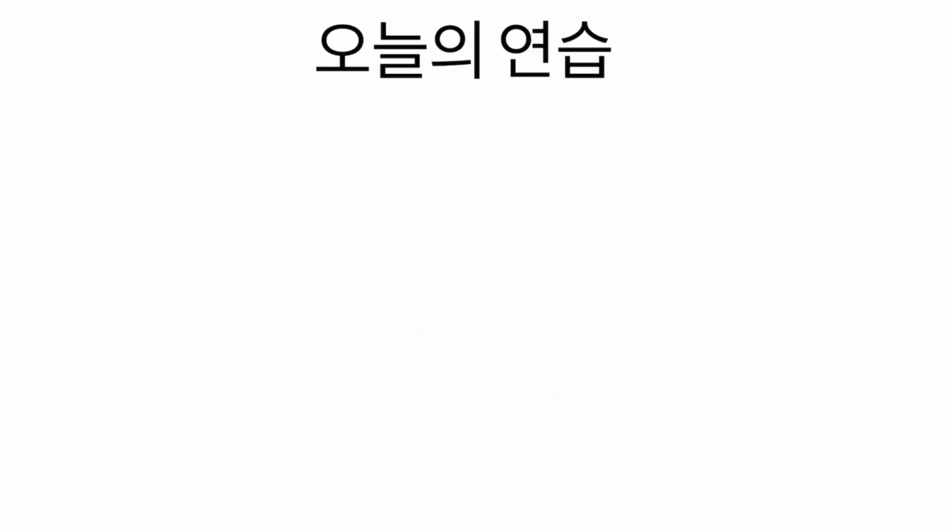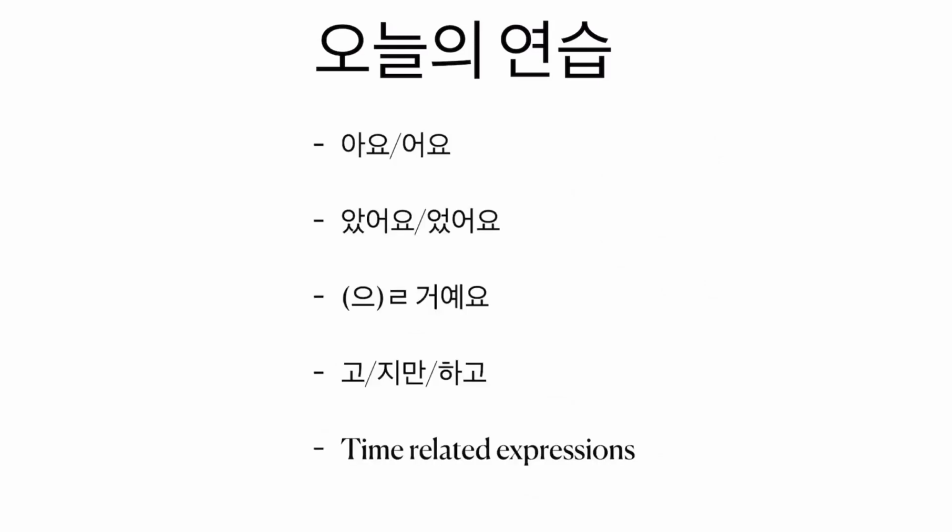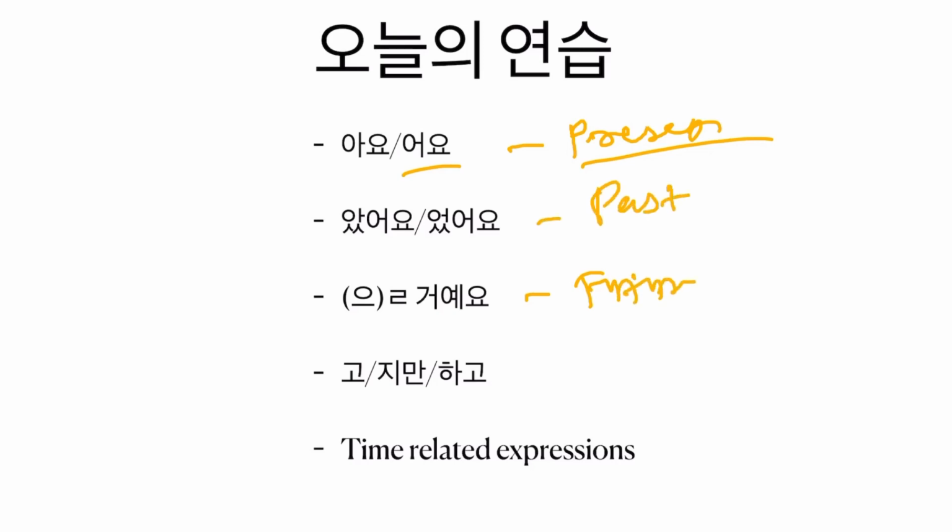In today's practice session, we will be translating Korean sentences into English. And in this session, we will be practicing these grammar elements. The first element is ayo oyo, which is present tense ending. Then we have asoyo osoyo ending, then ilkoyo ending, which is future. And then asoyo osoyo is past. Then we have some connectors, go, jiban, hago, and then we will have a lot of time related expressions.